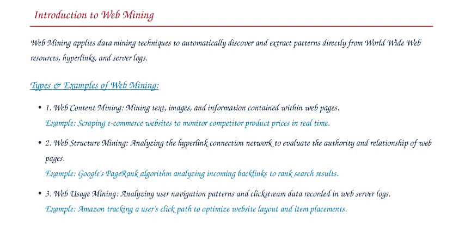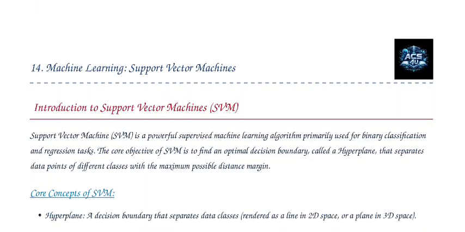Web structure mining: analyzing the hyperlink connection network to evaluate authority and relationship of web pages. Example, Google's PageRank algorithm analyzing incoming backlinks to rank search results. Web usage mining: analyzing user navigation patterns and clickstream data recorded in web server logs. Example, Amazon tracking a user's click path to optimize website layout and item placements.